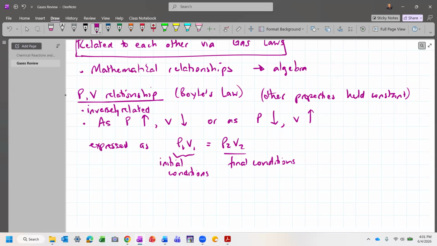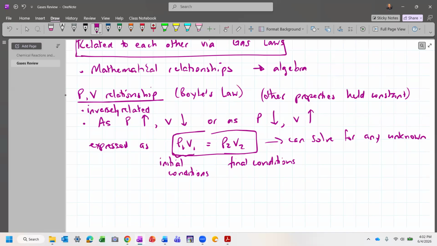So what you end up with, pressure times volume, should be equal to the product of what you started with, pressure times volume. So we can solve this equation for any of these unknowns in that equation. And that's really what most, if not all, of these gas law problems are going to end up doing. Now you have to extract that information from the question that's provided, but that's really what they all boil down to. So that's the PV relationship.